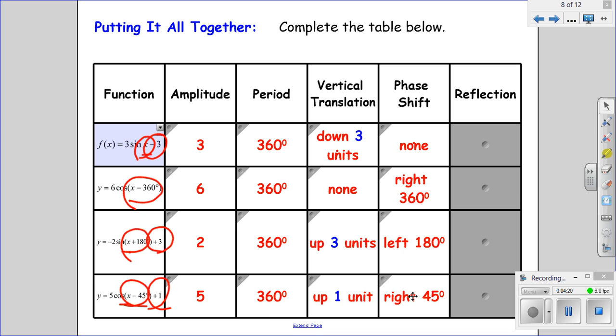And reflections, well, the only one where we talked about the amplitude being positive or negative, and we had to discuss that the amplitude is always positive, was that one there, -2 sine of x plus 180. So it's the only one that has a reflection. And we have to be clear to say that the reflection is in the x-axis because reflections can occur in the y-axis. We just haven't learned them yet.